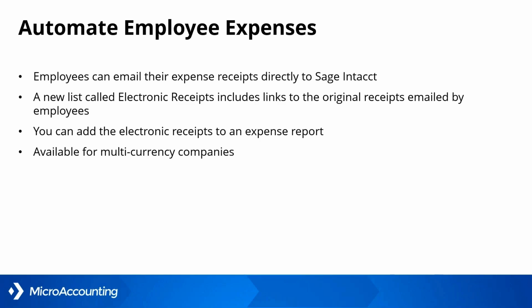So when they do that, a new list is created called their electronic receipts, and it includes links to the original receipts emailed in by the employee. And then when you create your expense reports, or they create their own expense reports, as the case may be, then you're able to attach that electronic receipt to your expense report. So you're emailing those in as you're getting those receipts in, and then when you go create that expense report, you are associating those receipts with your expense reports at that time and attaching those to your expense reports.